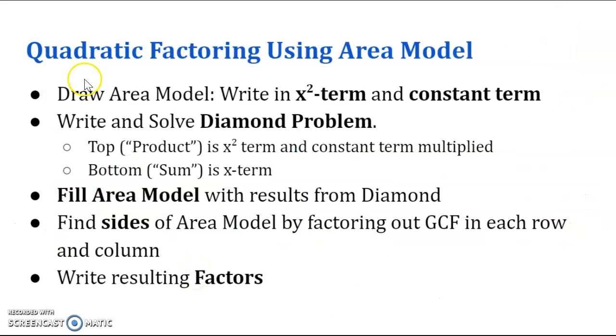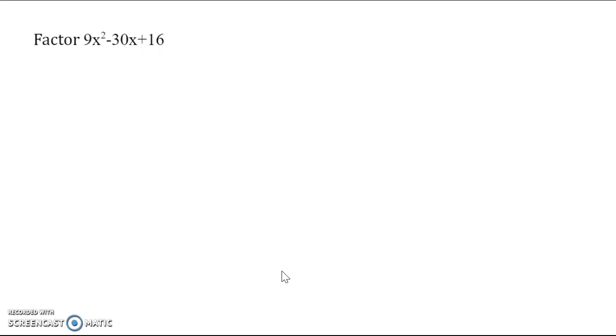Great. So these are the steps for factoring using the area model that you can take down if you like. It's pretty much the same steps as the grouping method up to here. You need to draw the area model, put in the x squared term and the constant term, solve the diamond, fill the area model, find the size of the area model by factoring out the GCF of each row and column, and then write the results as factors. So let me go through that right now.